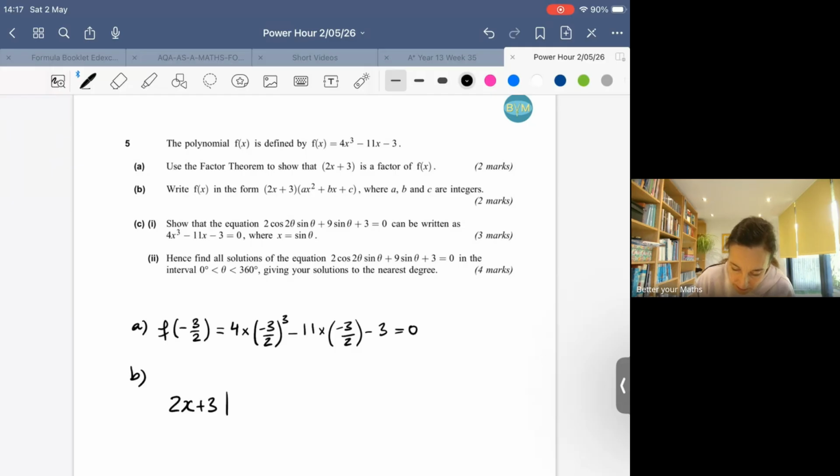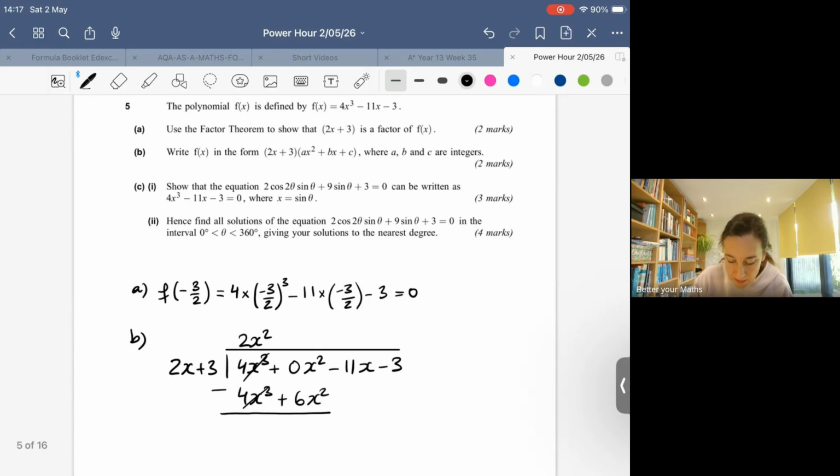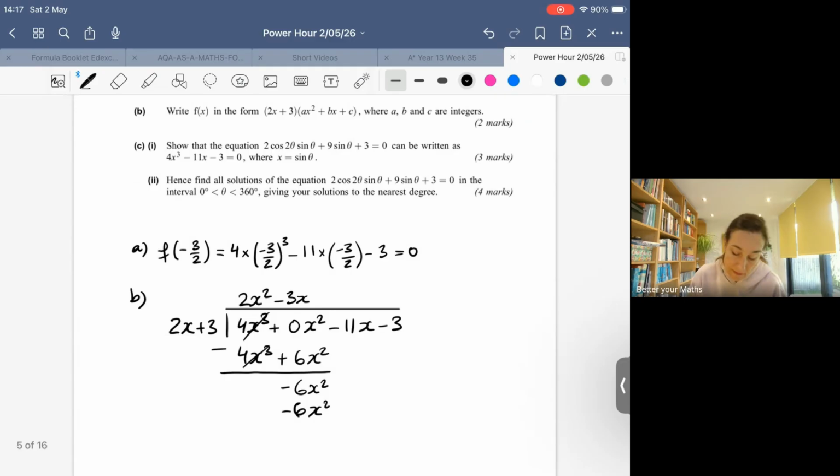So if I divide 4x cubed, I'm going to leave a space for the x squared so I don't get things squeezed. And then I have 4x cubed divided by 2x is 2x squared, multiply, and then plus 6x squared. I subtract, these two are gone, and then I have minus 6x squared. I divide again, so minus 3x, multiply. I have to get 0 at the end. Yeah, so if you don't get 0, it's because we have made a mistake.